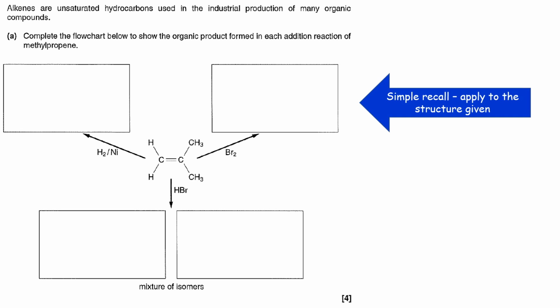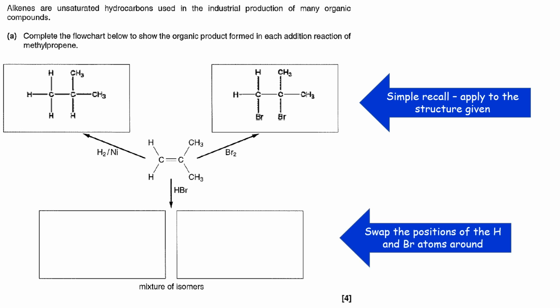They want you to complete the flowchart to show the organic product formed in each addition reaction of methyl propene. So the top two should be simple recall. One for hydrogenation, one for bromination. So something along those lines would be appropriate. Different types of structures are fine, so different representations of those same structures would be acceptable. In the bottom one, all you need to do is swap the positions of the H and the Br that's being added across the double bond around, like so.